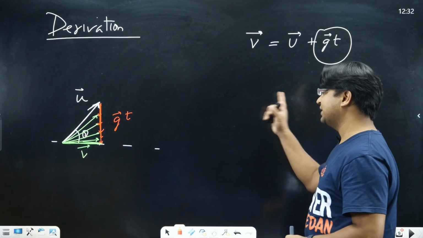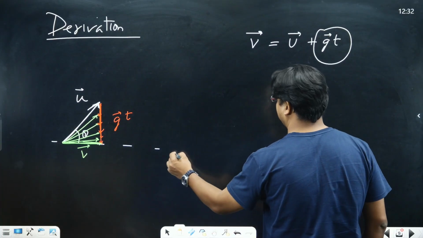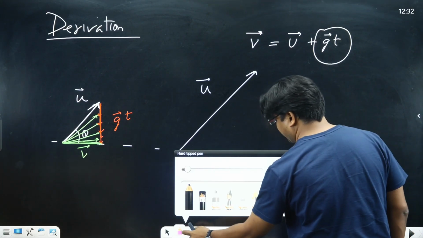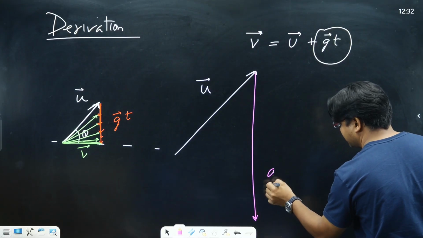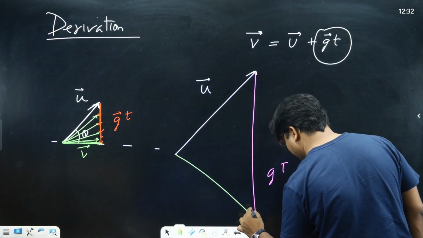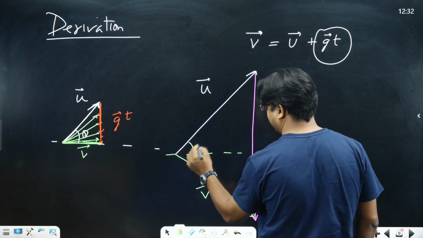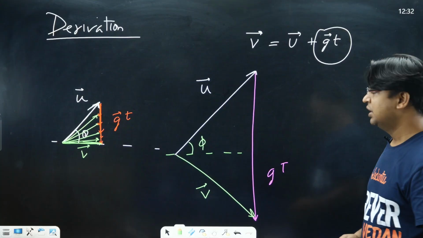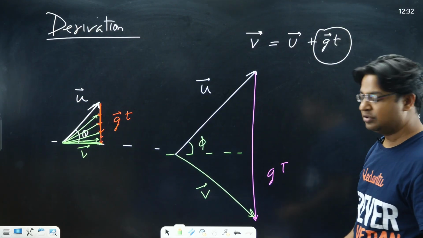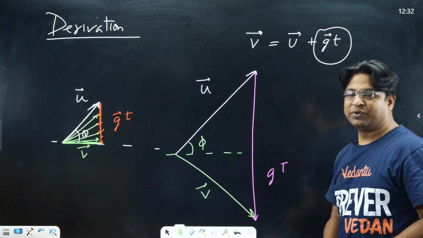Okay, now by the time the particle lands back on the ground, this diagram changes to somewhat like this. Let me draw a bigger diagram. So if this is the u vector, I'm drawing an exaggerated version, and if capital T is the time of flight, then this becomes gT, and then this becomes the v vector. And the angle of projection from the ground, let's denote it with the symbol phi. So this is the triangle that we get when the particle lands on the ground after time T. This is u, this is gT, this is v.